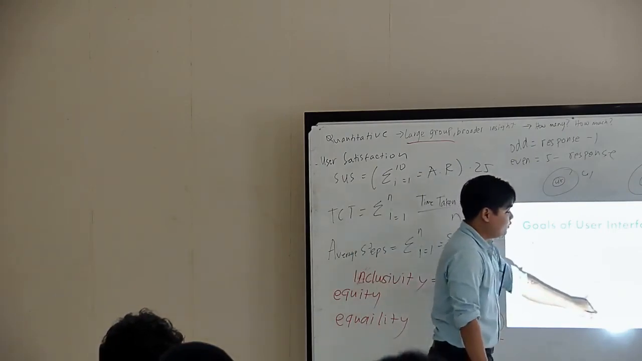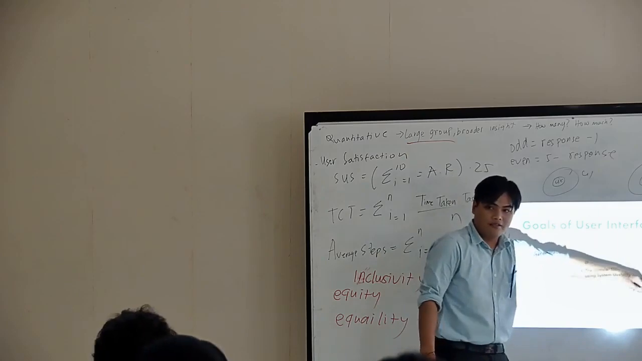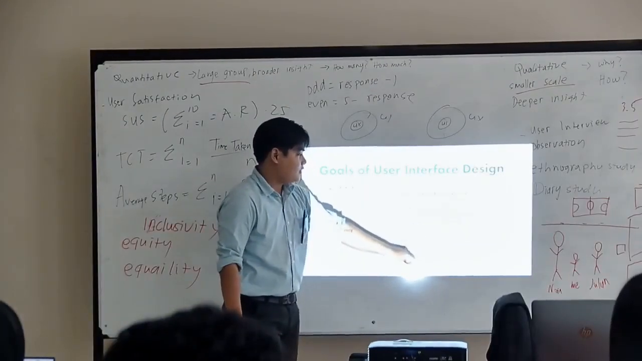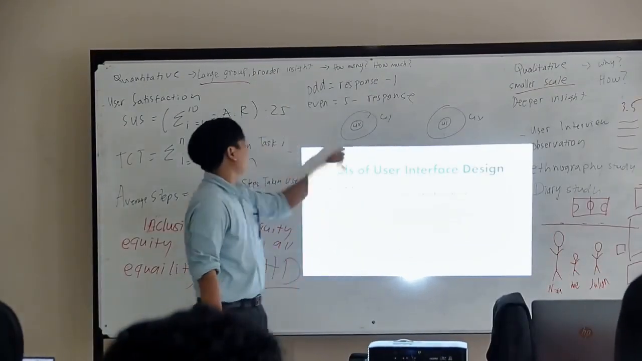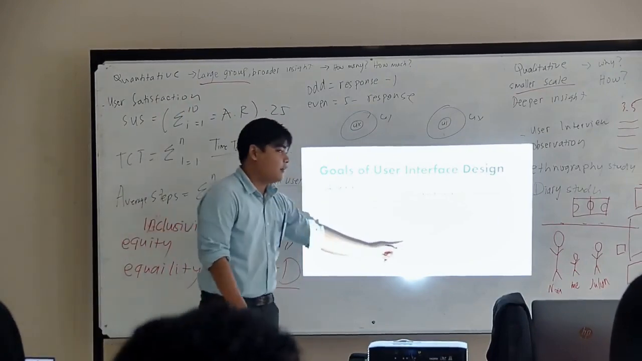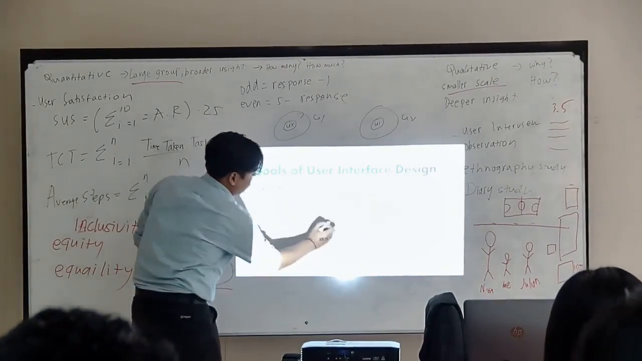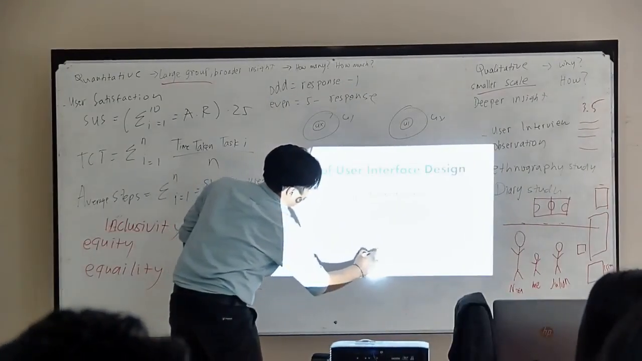So let's say we use the popular tools to assess user satisfaction. This is from Vocational. Vocational is quantitative. It's by using System Usability Scale. This assesses the satisfaction.